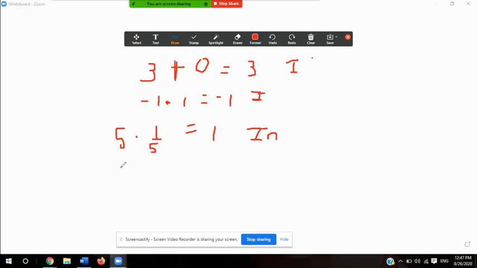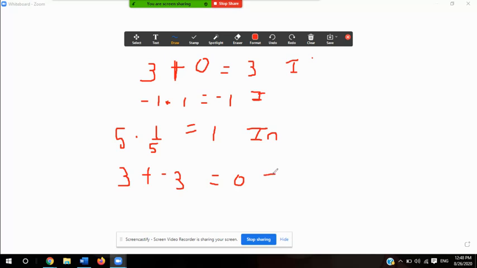Now, what would the inverse property of addition look like? Well, let's say we have 3 again, and I'm using 3 a lot today. 3 plus negative 3 equals 0. So the inverse property of addition says that any number added to its inverse is going to equal 0. I could write 1,000,000, and 1,000,000 plus negative 1,000,000 is going to equal 0.